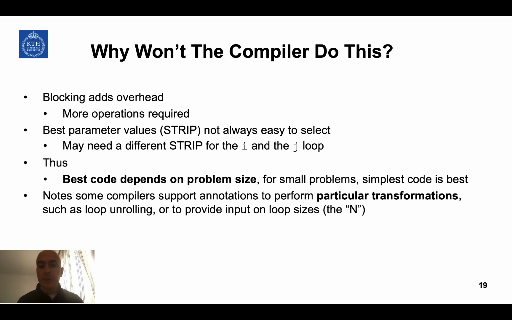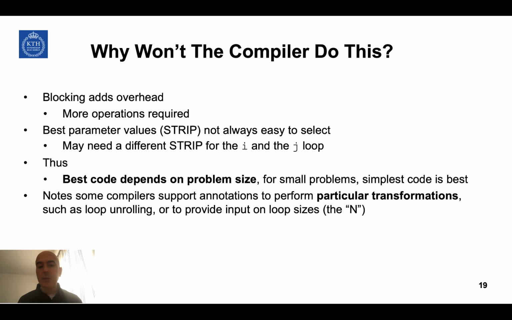Best parameter values like strips are not very easy to select. In this case, we would need the compiler to select one of the values for strip. Also, keep in mind that with strip mining, we go from one loop to two loops. We could potentially have two different strip values, one for the first loop and one for the second loop. So there are many variables to consider.